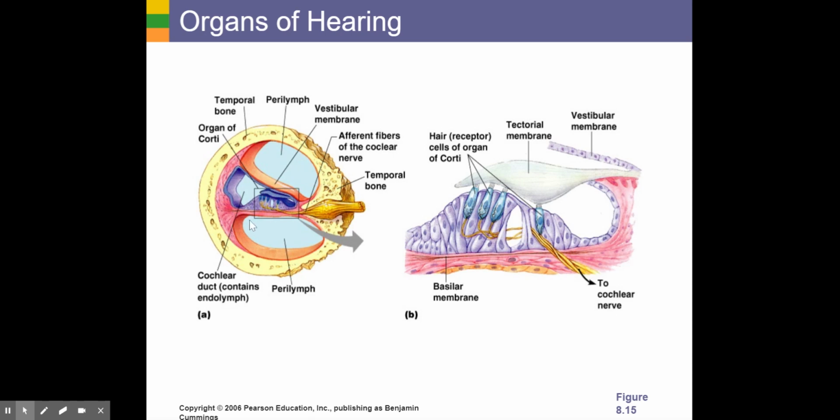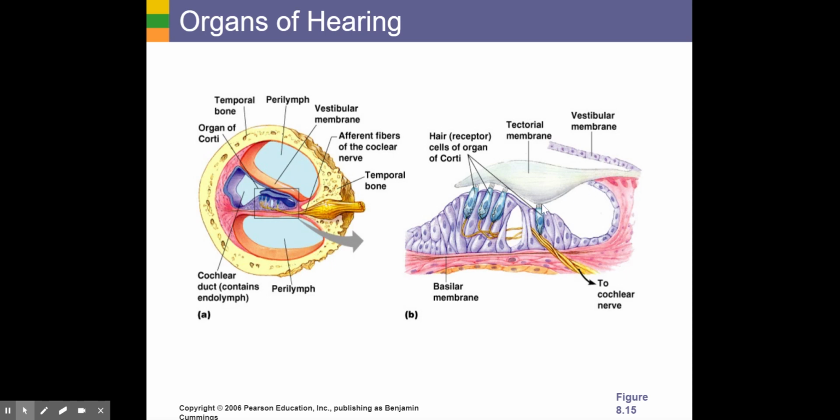So you can see here's the structure. Inside of that little snail-looking structure in the inner ear are these little chambers. The pressure waves pass through these chambers, and these are the little hairs that are housed in there.